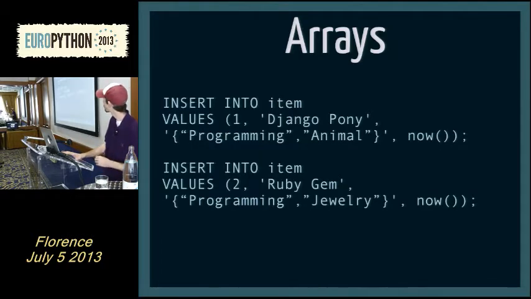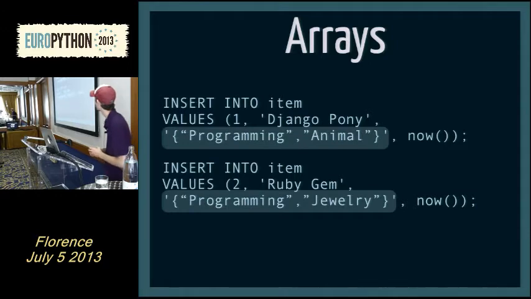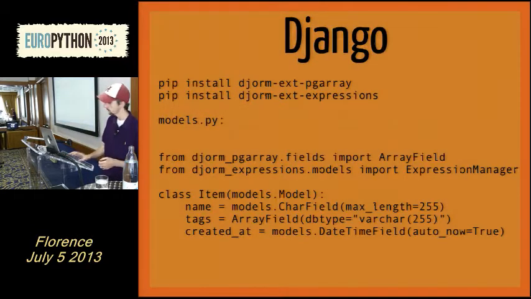So looking at it inside Postgres, it's going to look something like this. If I've got items that you can buy, I've got a Django pony, which is programming and animal, and I've got a Ruby gem, which is programming and jewelry. And I can filter on that just like you'd expect. In Django, that's a little light, but hopefully everyone can see that well enough.